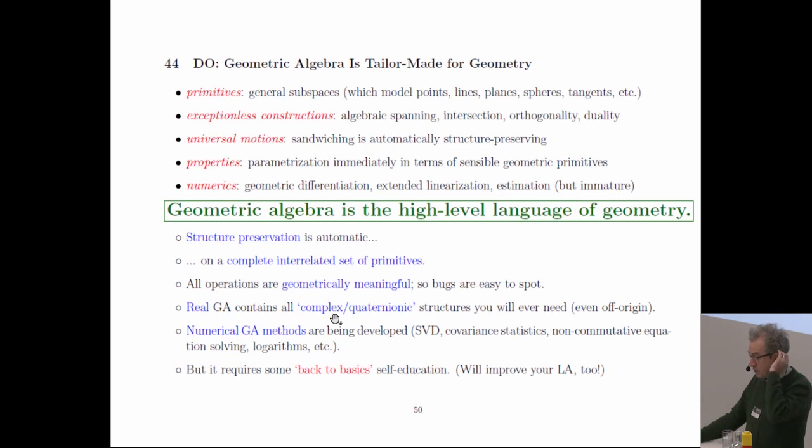Complex numbers and quaternions, you don't need them for geometry. They happen. Numerical GA needs a bit of help. But of course, it's different from what you had in school. So we have tried to write better introductions than I found. I did part of that myself with this book. But for a while, you don't want to do it the old way, and you cannot do it the new way, so you're sort of lost.